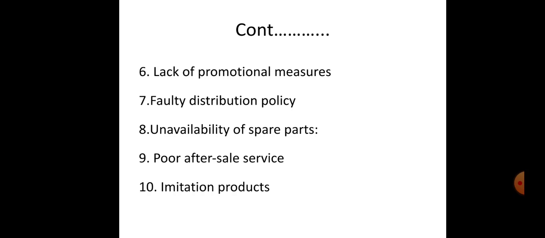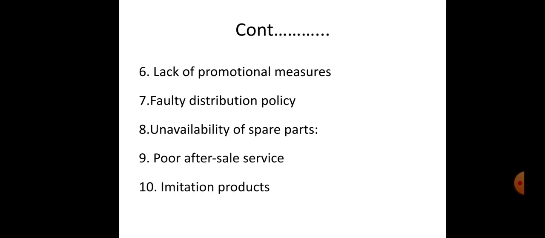Sometimes these marketers have a faulty distribution policy. What happens because of this? The product may fail. So it is important that a product reaches the right market at the right time and at the right price. The faulty distribution policy of the marketer may lead to many problems. That is, the goods may not be available when required, may lead to higher price and so on.